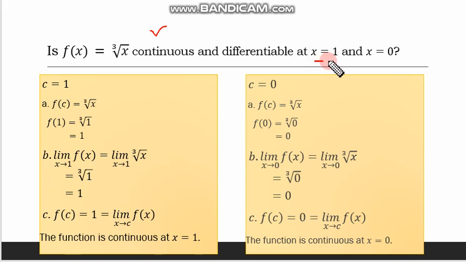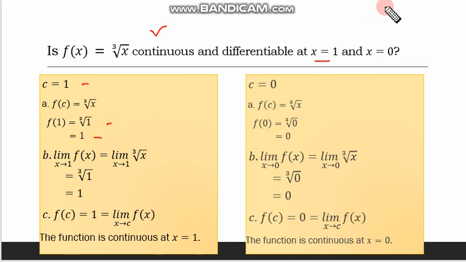At x equal to 1, so our c here is equal to 1. So f of c is the cube root of x, so f of c is f of 1, which is equal to the cube root of 1, which is equal to 1. This is our f of c.